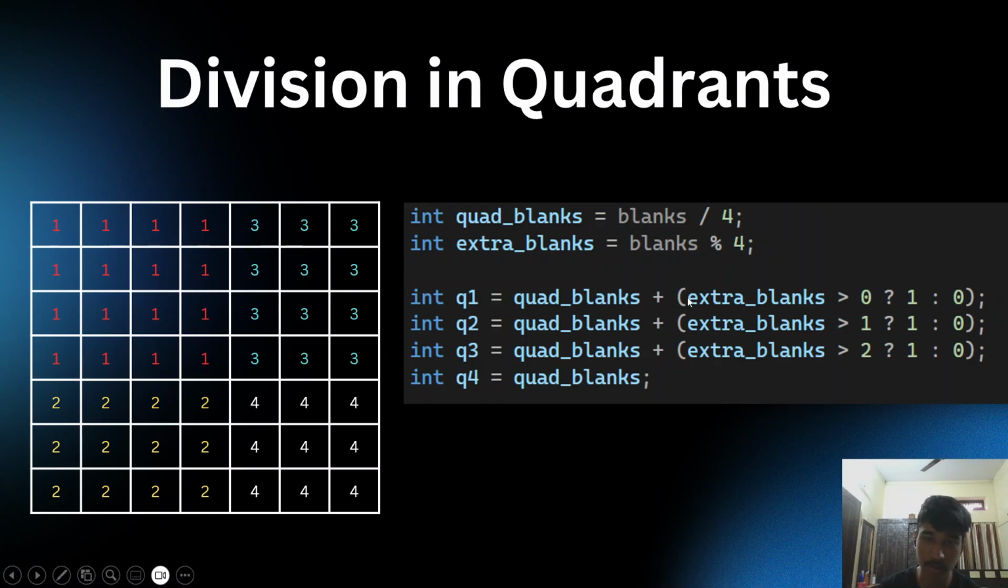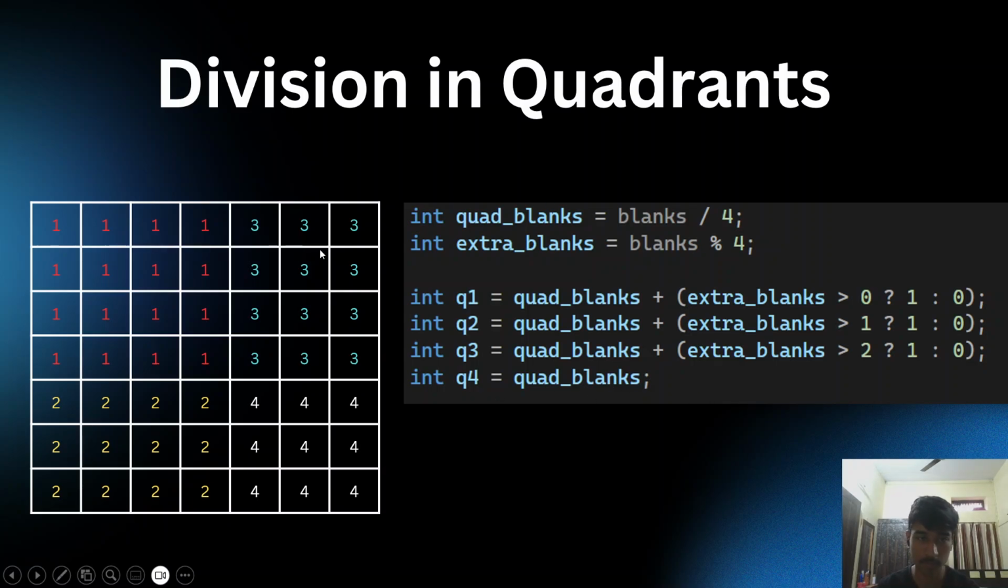I use this as it looks cleaner. It tells us that with this question mark, if this condition, extra blanks greater than 0, is true, it will return 1. Otherwise, it will return 0. So this is the notation, and it starts with extra blanks. So we actually have 2 here in this case. So it will return 1, and it will also return 1, but then it will return 0.